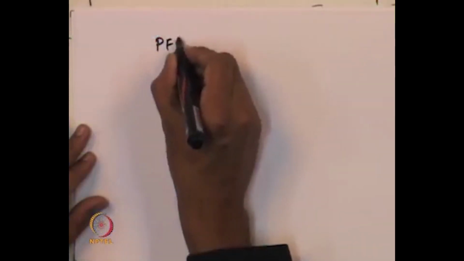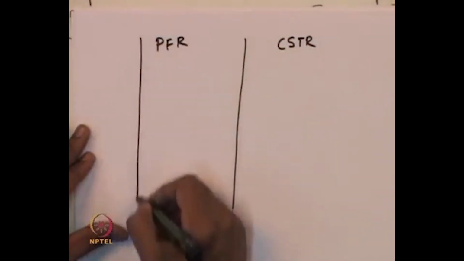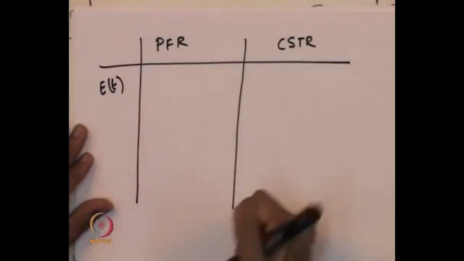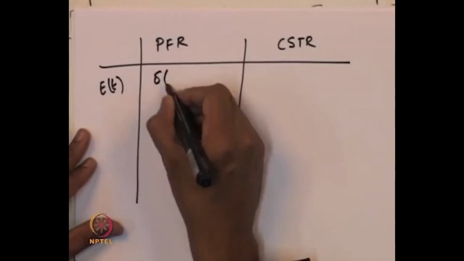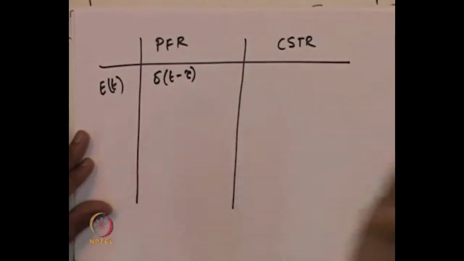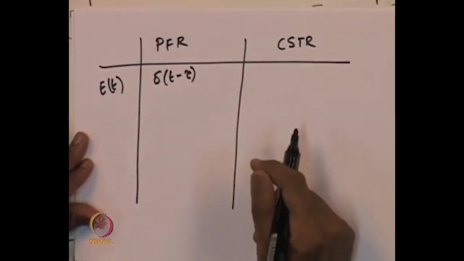So, now if we compare the RTD function and the various properties of CSTR, we can summarize the function and the properties that we have found so far for a plug flow reactor and a CSTR. The residence time distribution function E of t is essentially the delta function for a plug flow reactor, which means that there is just a delay, and whatever is fed into the reactor is going to come out of the reactor exactly after a certain delay, and the delay is given by the space time of the reactor.